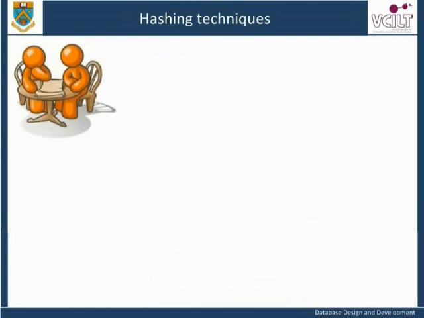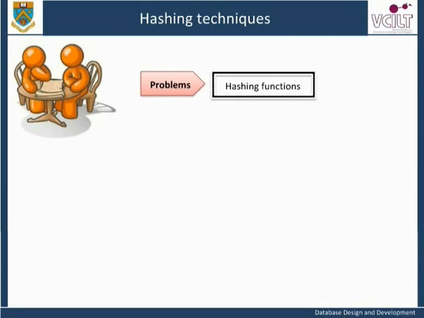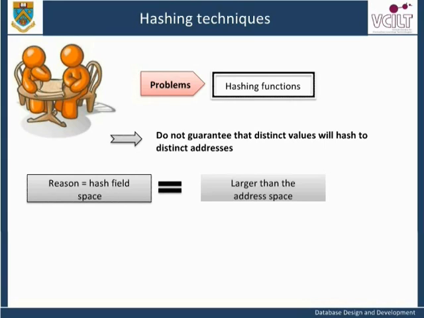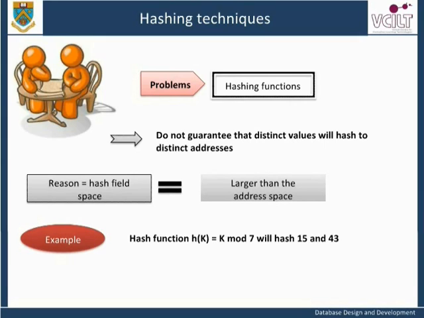The problem with most hashing functions is that they do not guarantee that distinct values will hash to distinct addresses. The reason is that the hash field space, the number of possible values a hash field can take, is usually much larger than the address space, the number of available addresses for records. For example, the hash function h(k) = k mod 7 will hash 15 and 43 to the same address 1, as shown below. 43 mod 7 equals 1, 15 mod 7 equals 1.